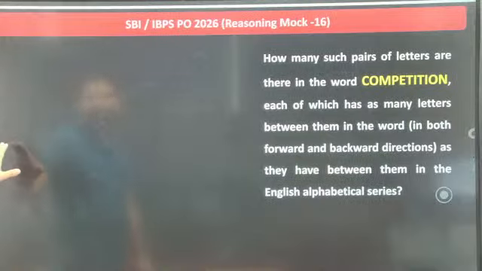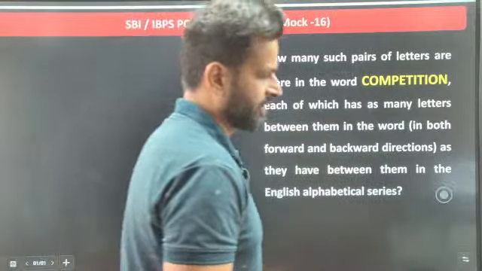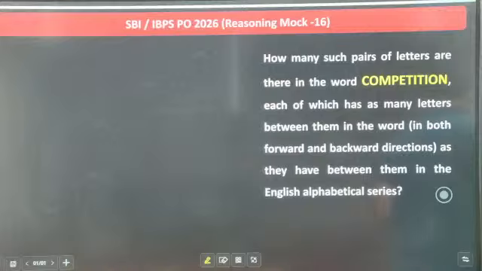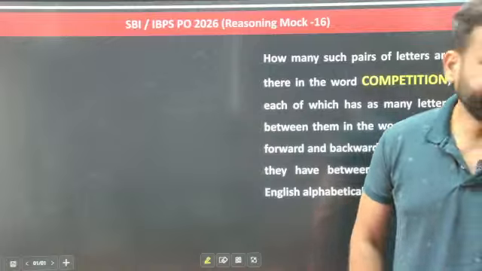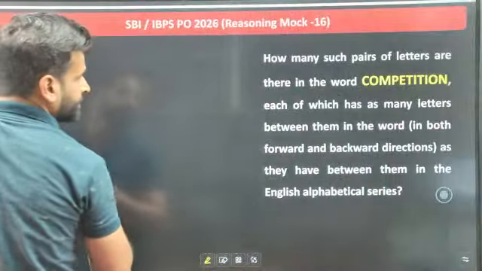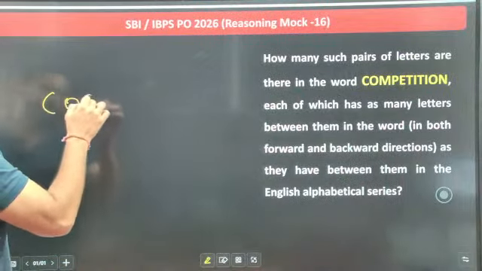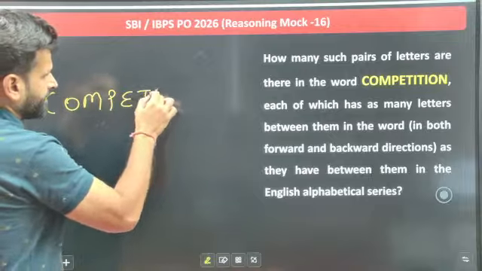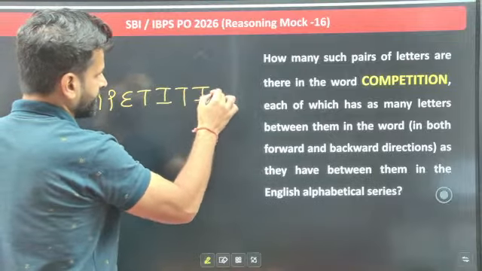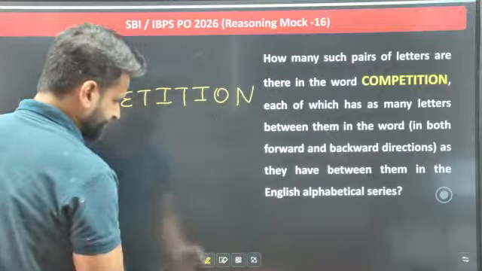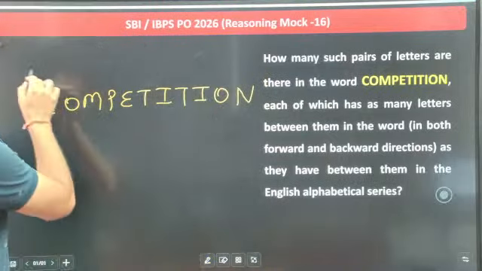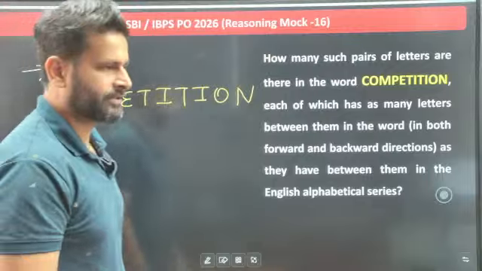Last question based on this type. Competition. The word given to you is competition. The word is competition. Competition. C. Chalo, let's wait.